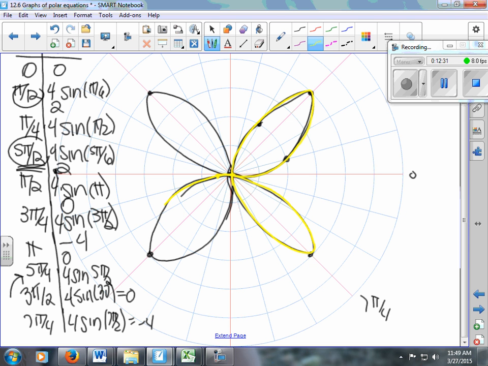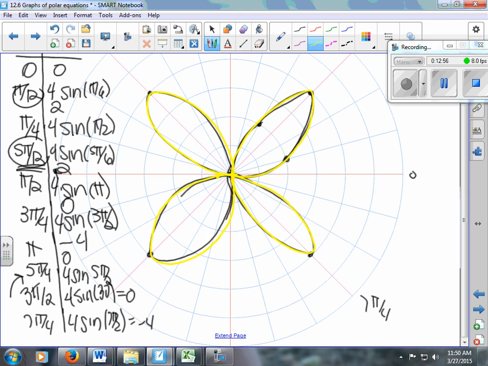Now, as I go beyond pi, from pi to 3 pi halves, I actually stay within the quadrant in which I'm plotting. And then finally, in the fourth quadrant, I got negative r values, so I came back and traced out quadrant 2. And I'm back to where I started. So this is a rose curve, and it has 4 petals.